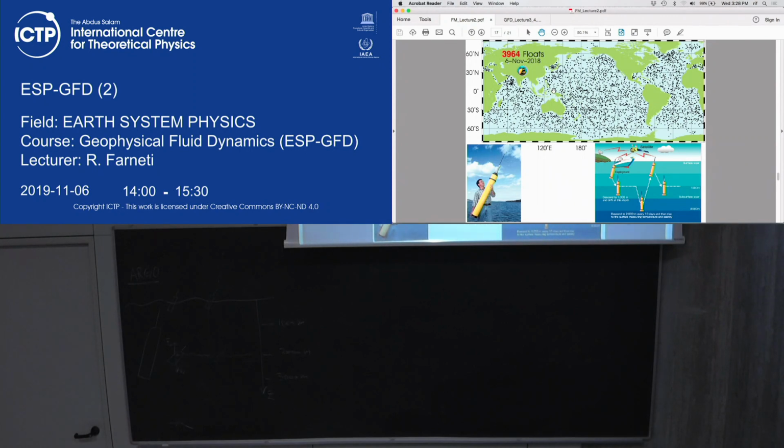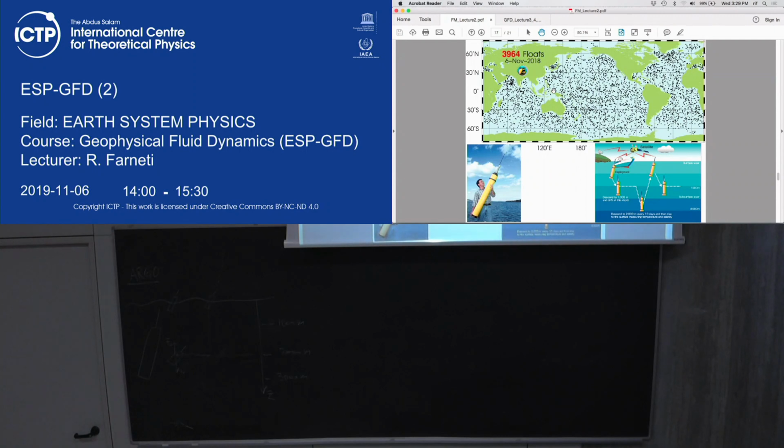Oh, I took 2018 instead of 2019. Sorry, I should update this figure. Every black dot is one Argo float that was in the ocean exactly 1 year ago. 3,964 floats. Every single dot is at a different level, because one float is programmed to be at 2,000 meters, another float is programmed to be at 1,000 meters, and so on. So they move with the currents.